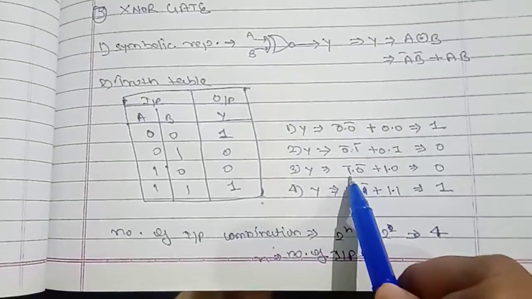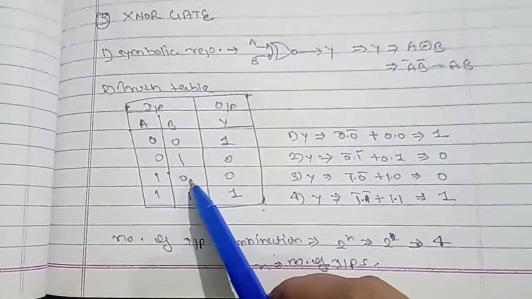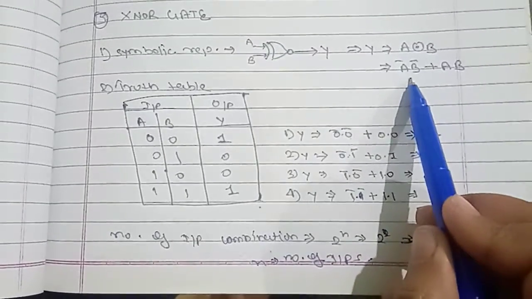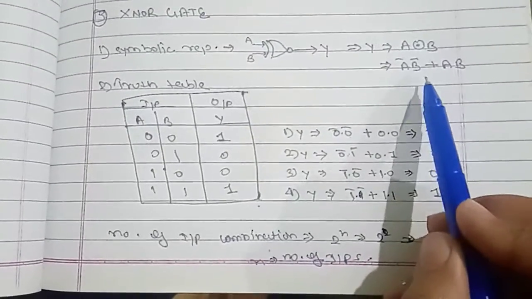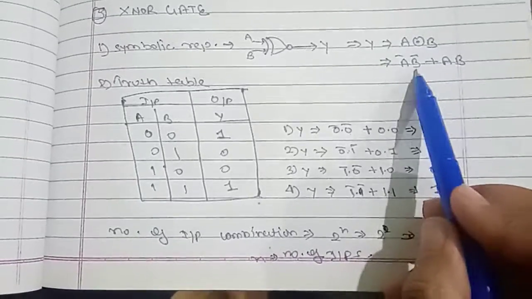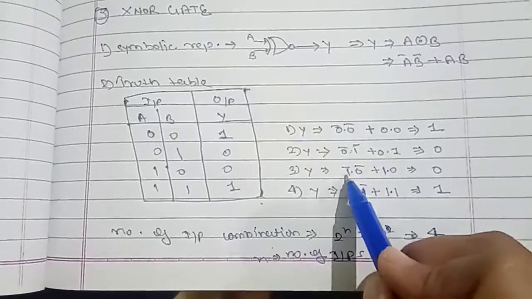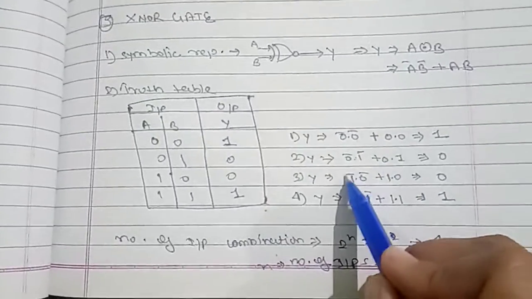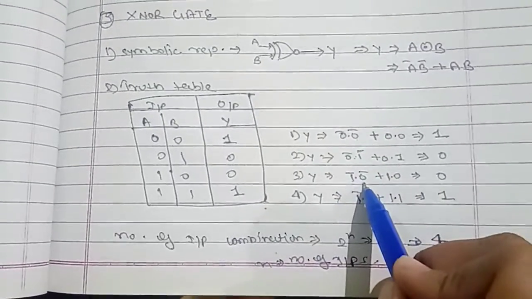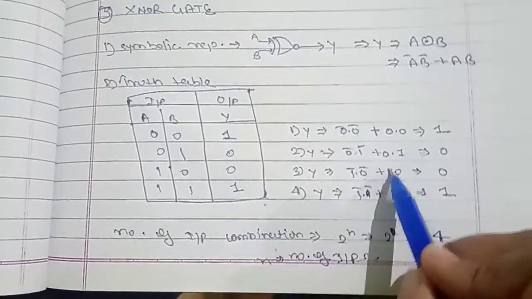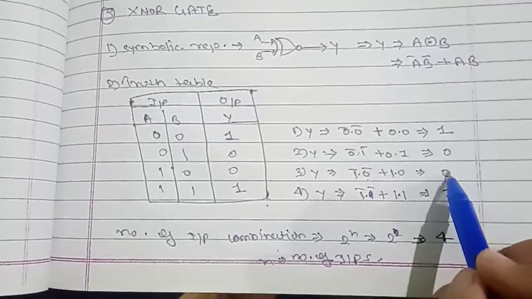In the third case A value is 1, B value is 0. So in this XNOR gate logic, just keep the value of A and B, like A is 1, B is 0. This is bar. So 1 bar will give 0, 0 bar will give 1. So 0 into 1 will give 0, and this one also 0. So 0 plus 0, overall value will be 0.